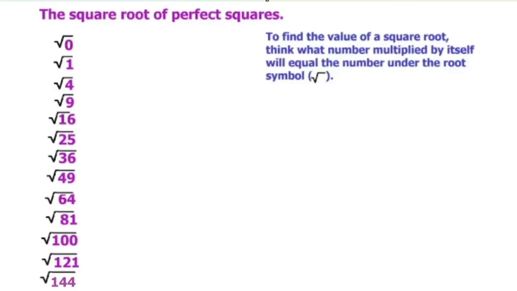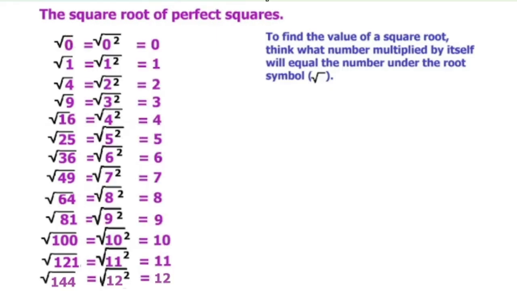I'll show you. So to find the value of a square root, think what number multiplied by itself will equal the number under the root symbol. This is the root symbol. Okay? So what number multiplied by itself would give you 0? Well, 0 times 0 would give you 0, right? So the square root of 0 is 0. It'll make more sense as we keep going.